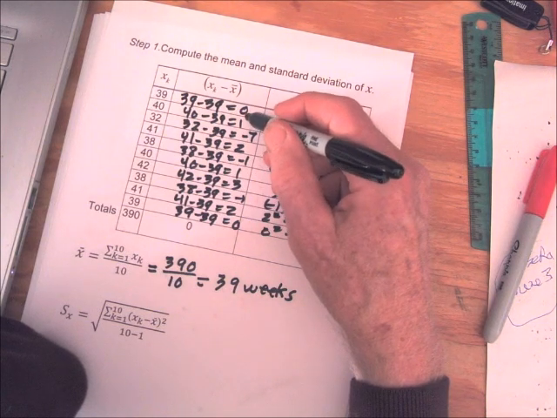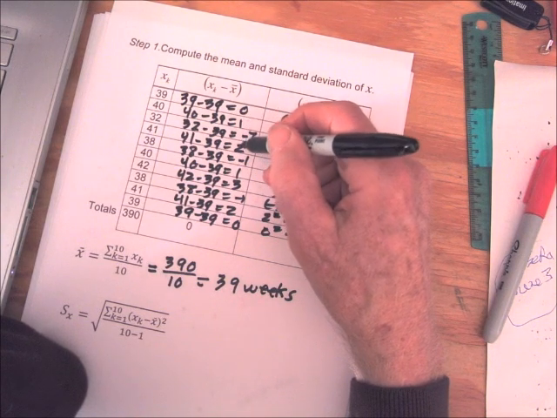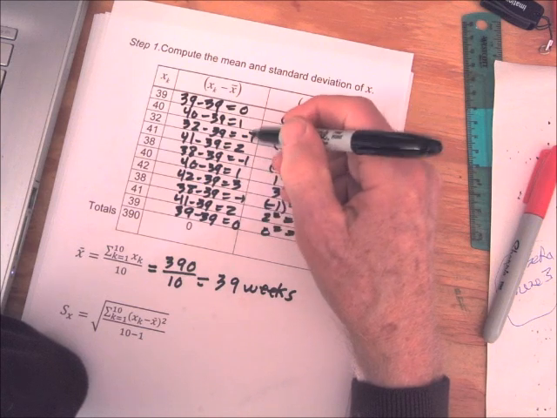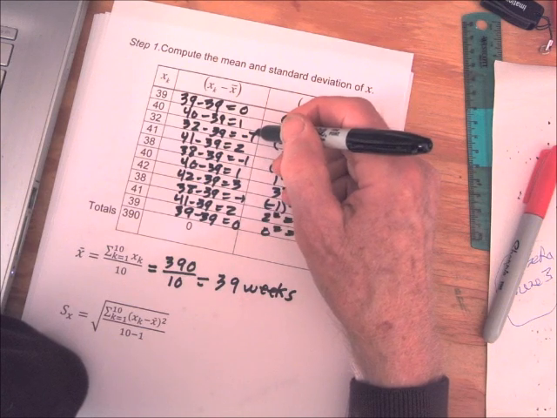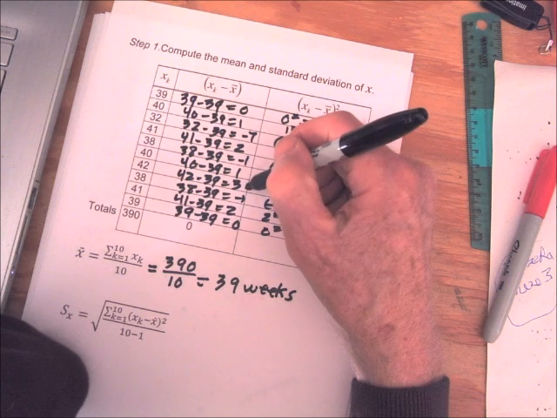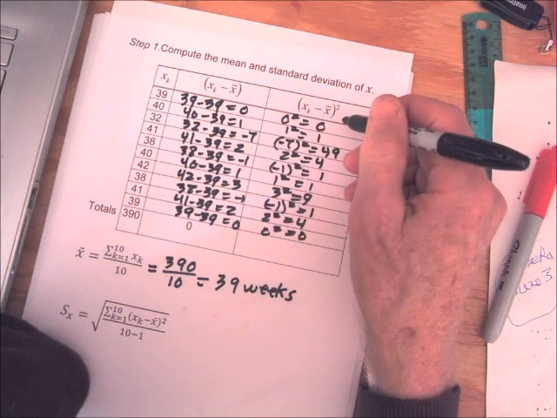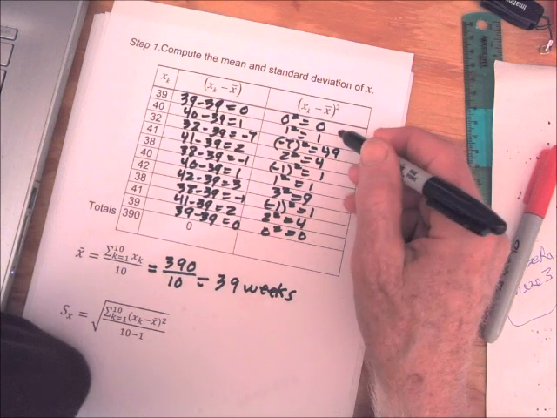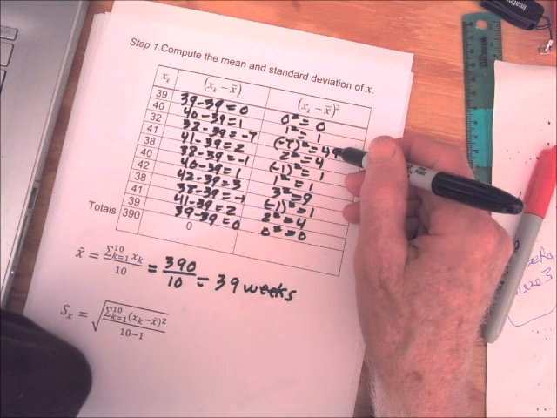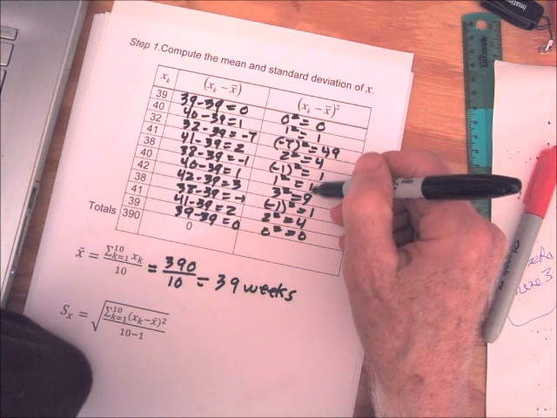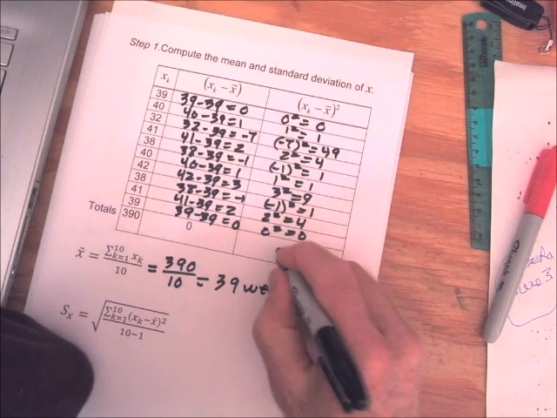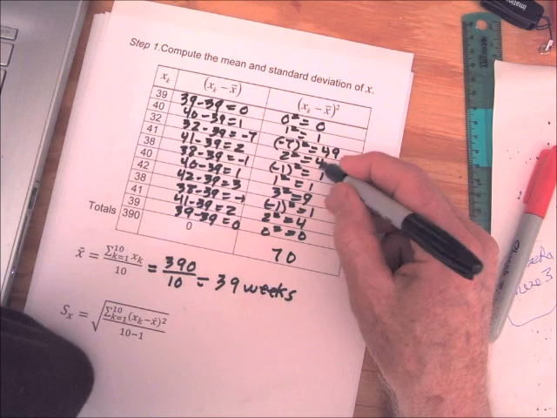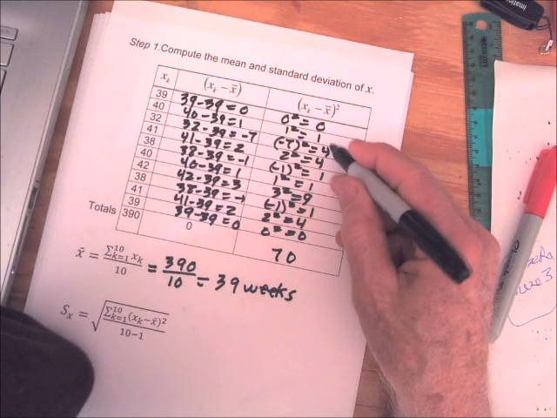We have the positives: 1 plus 2 is 3, plus 1 is 4, plus 3 is 7, plus 2 is 9. The negatives: negative 7 plus negative 1 plus negative 1 and negative 1. So that checks. Okay, so let's add this column total here. I get a total of 70 here. Double check: 70.